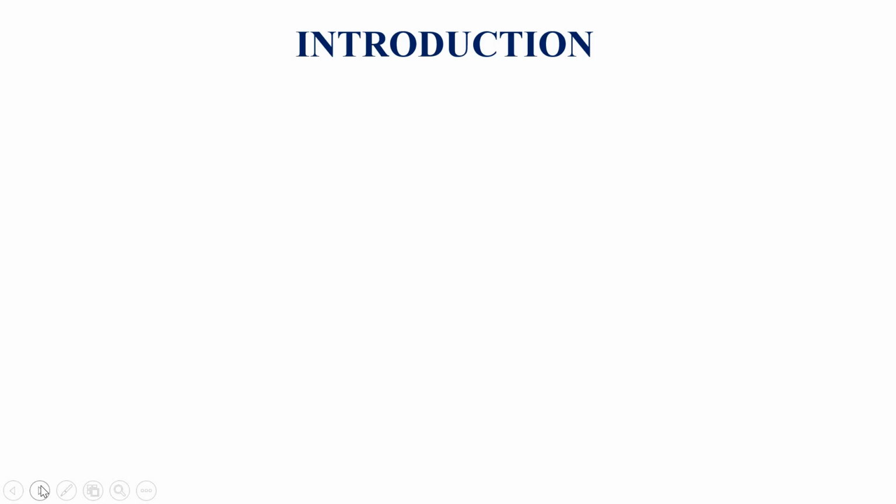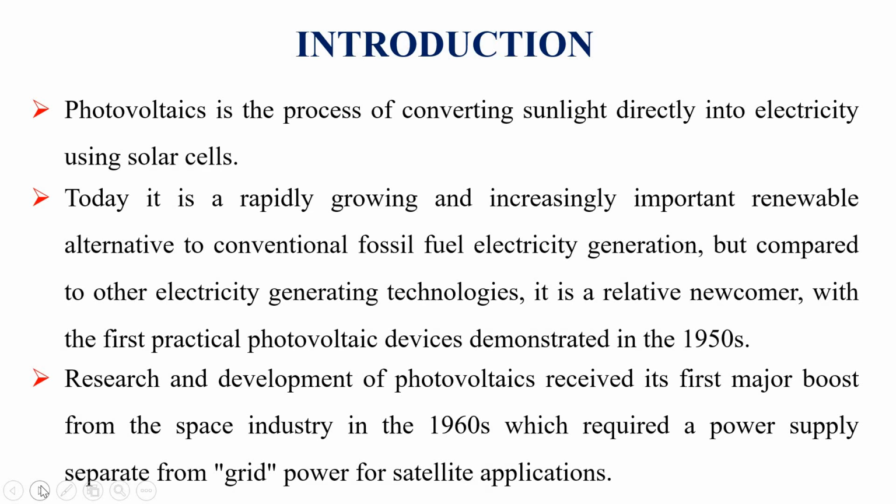First point is introduction to photovoltaic solar cells. Photovoltaic is the process of converting sunlight directly into electricity using a solar cell. Means photovoltaic is a process of using the solar cell in the conversion of sunlight directly into electricity. That process or that system is called a photovoltaic solar cell.